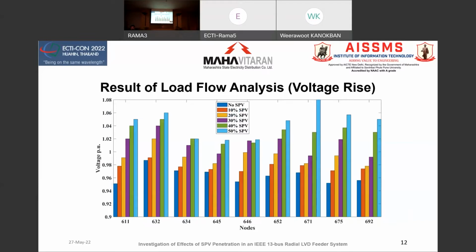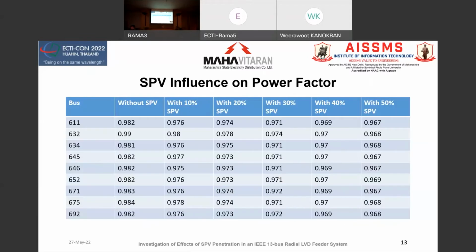The second observation we had was related with the power factor. Again, we have seen that as the SPV integration keeps increasing, what is occurring with the various power factor levels. If you just try to see that without SPV, we are having very good levels. But as we go on increasing the penetration, you will find that the power factor is going on reducing.